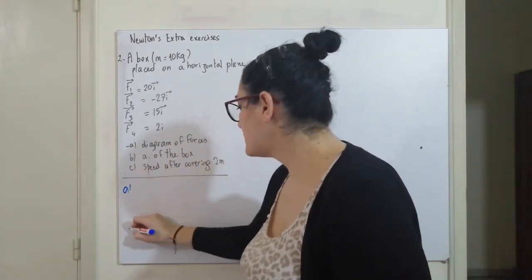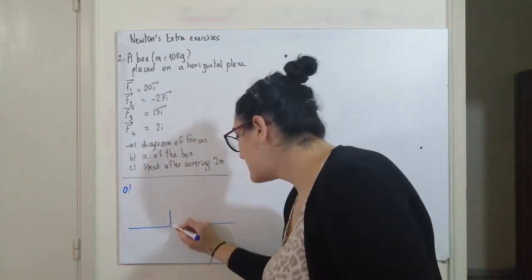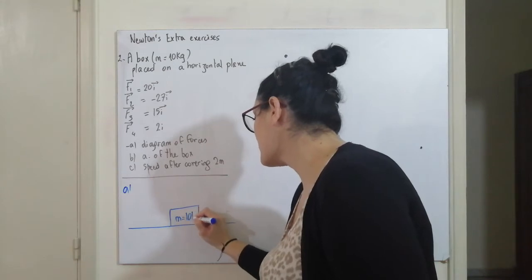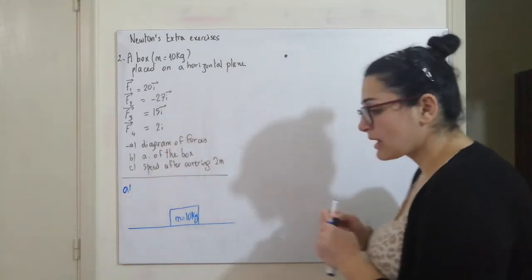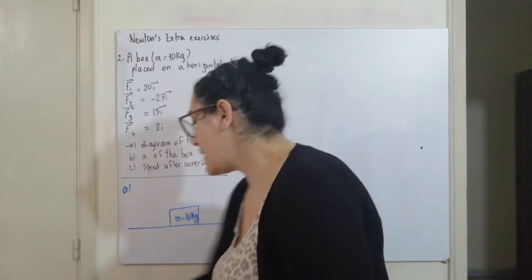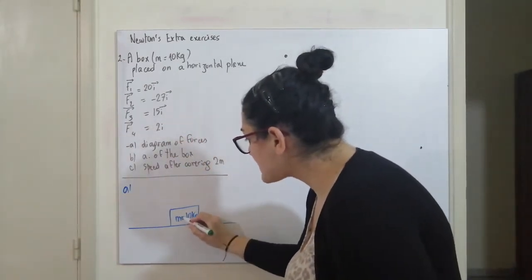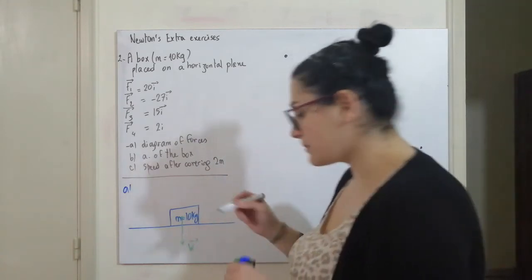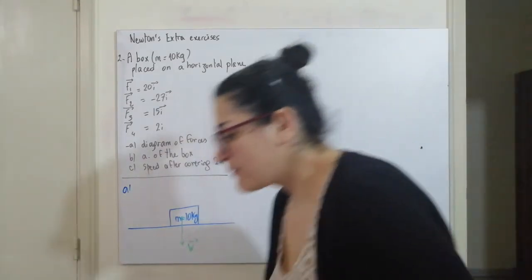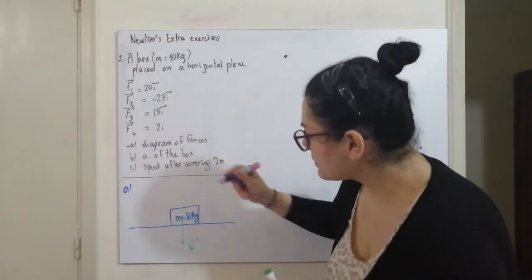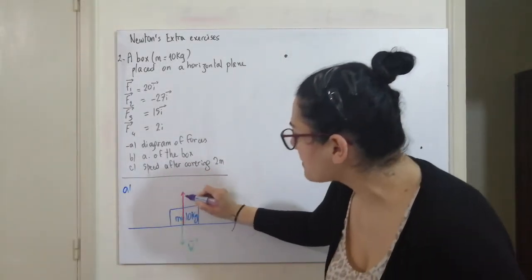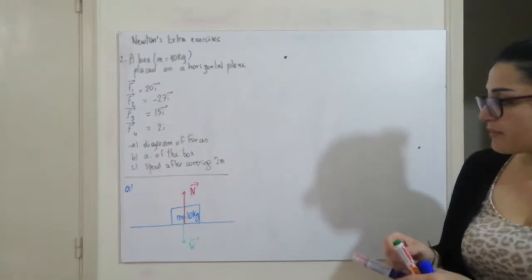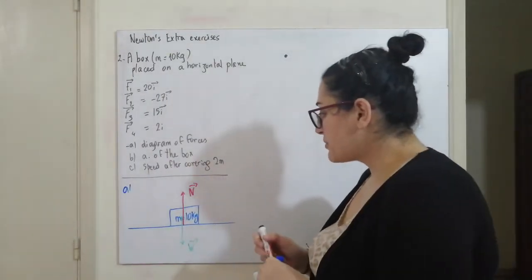First of all, this is the horizontal plane. I have a box. This is M equals 10 kilograms. I have, of course, the weight of this box. The weight is a vertical force going downwards. This is W. I also have the normal force, which is a vertical force going up. This is N. And I have these 4 forces that I'm going to represent.